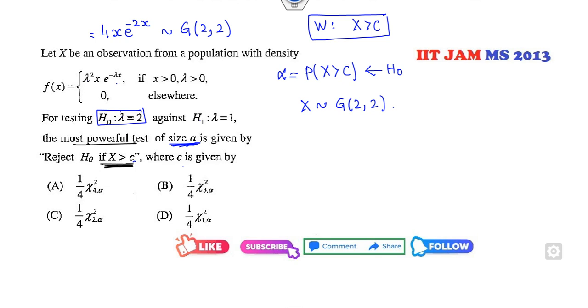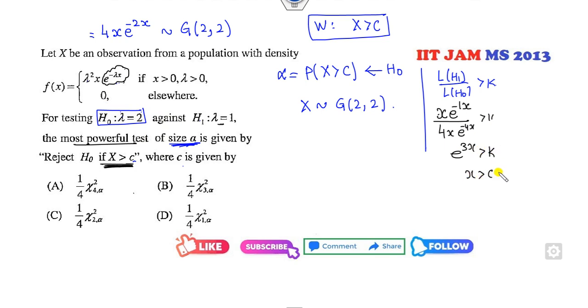Okay, we need to find that the L of h1 divided by L of h naught is greater than k. So I need to consider only this function. Fine. So what is that? E raised to power, or h1 is 1. So when lambda is 1, it is x e raised to power minus 1x divided by, no, what is the population size? It is not given. Okay, fine. So when lambda is 2, it is 4x e raised to power minus 2x. So that is again e raised to power x greater than k, x is greater than c.